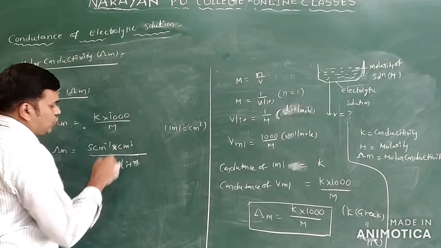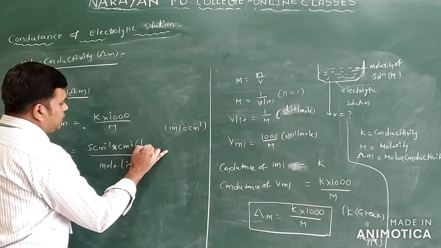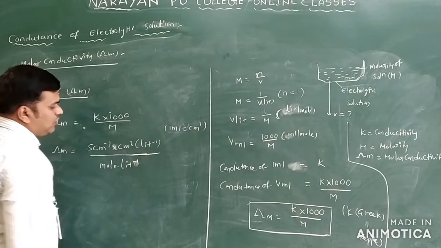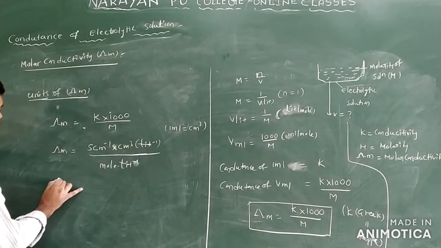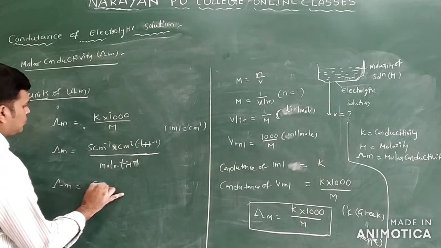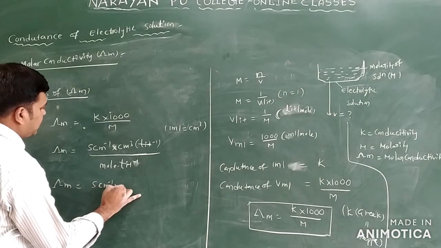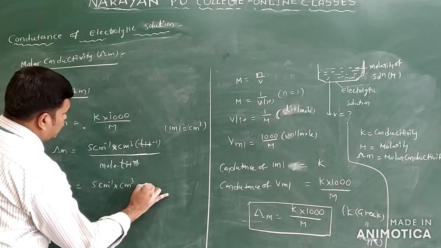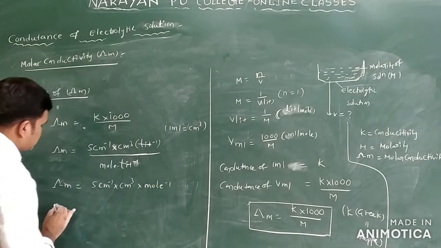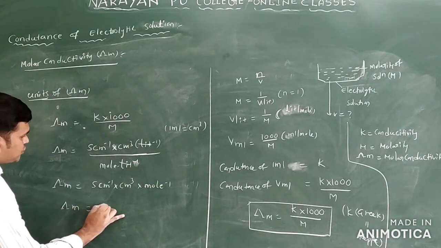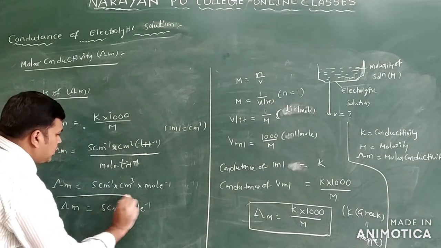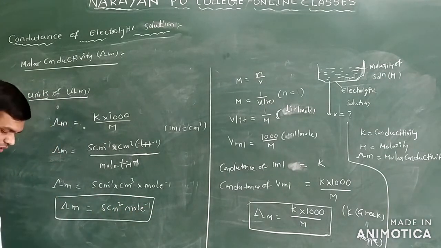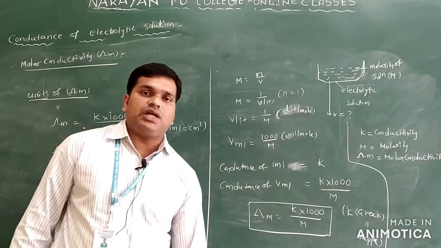The centimeter cube, if you want to write it in the form of liter, means liter inverse only. So this liter inverse and liter inverse cancel, then you are getting molar conductivity equal to Siemens, this is centimeter inverse and this is centimeter cube, and you will get mole inverse only. Now the molar conductivity is equal to Siemens centimeter square and mole inverse only. These are the units of molar conductivity only.